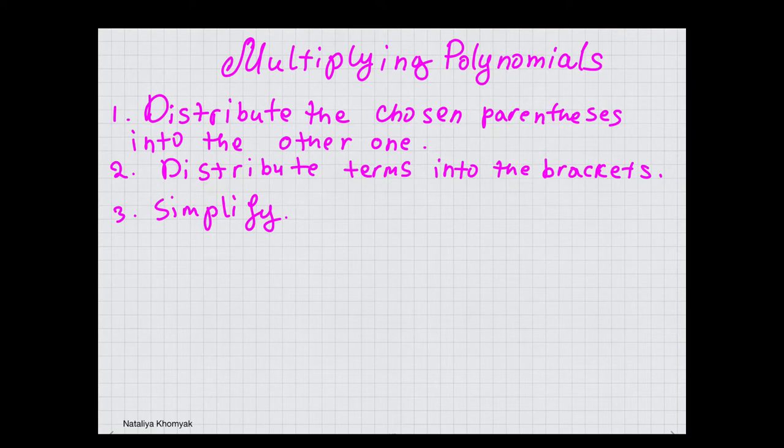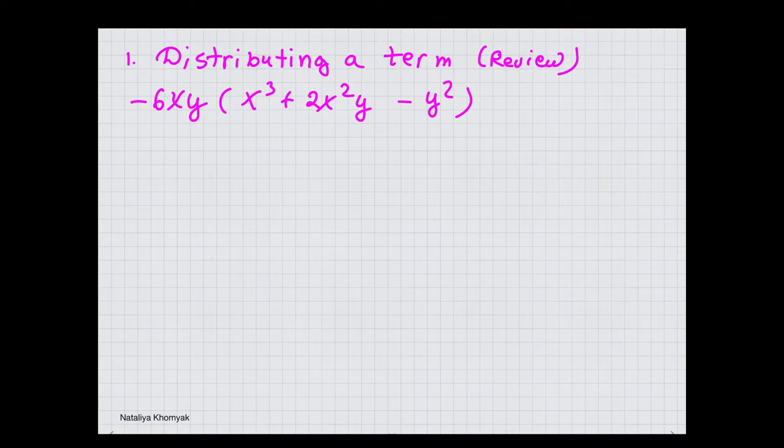Multiplying polynomials. First, you want to distribute the chosen parenthesis into the other one. Then you will distribute terms into the brackets and simplify. Here is a review of how to distribute a term into the brackets.